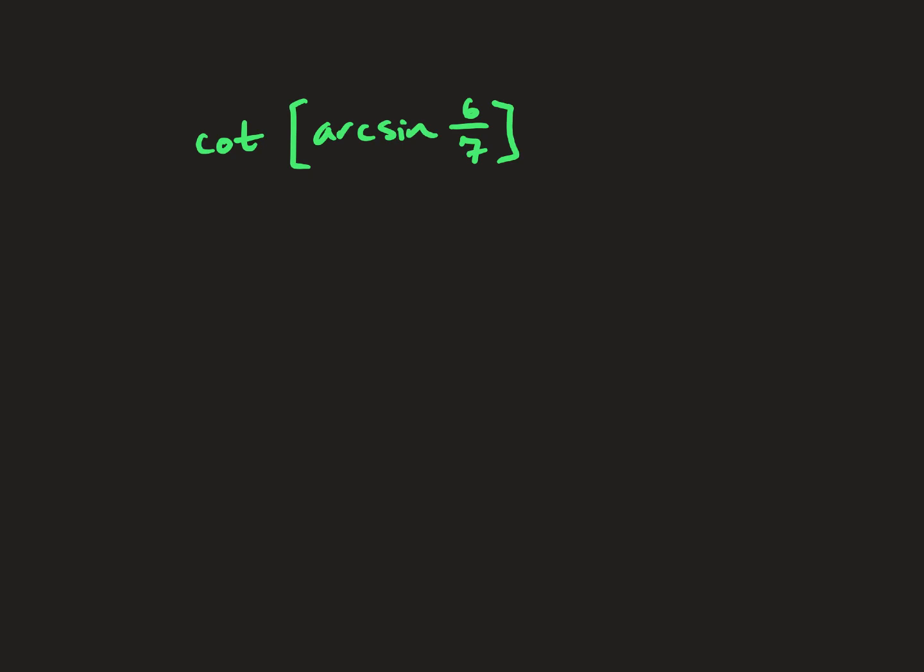All right. So arc sine, what two quadrants is available? 1 and 4. So which one is this one going to be in? 1, because it's positive. All right. So what is sine? Opposite over hypotenuse. So my opposite is 6. My hypotenuse is 7. How do you solve for the other side?